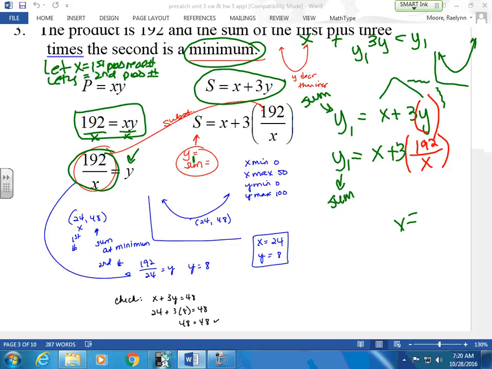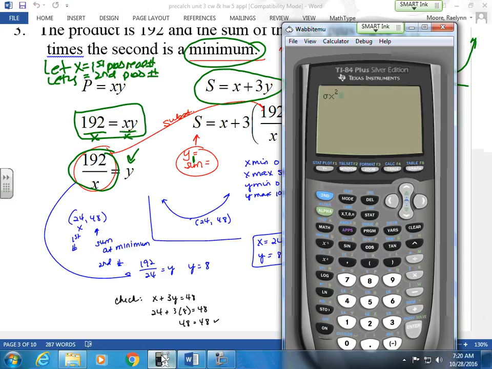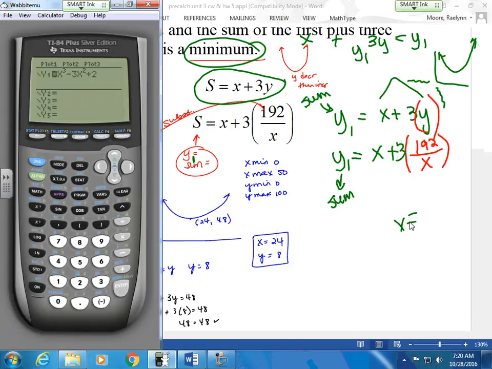Now, putting it in your calculator was probably the challenging part, right? Is that a little bit more challenging? All right, so let's put this in your calculator. You can use a fraction bar, whatever you prefer to use.